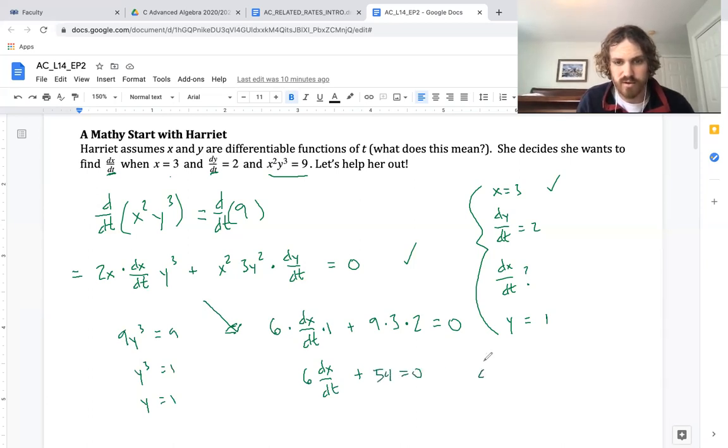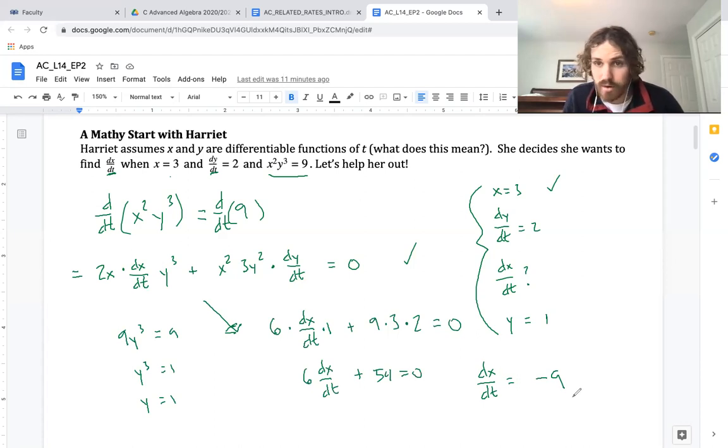And so if I solve that for dx dt, I should get dx dt is equal to 54 divided by 6, which is 9. Yep, negative 9. So basically what this tells us is that when dy dt is changing at a rate of 2 units per, let's say, second, dx dt is changing at -9.